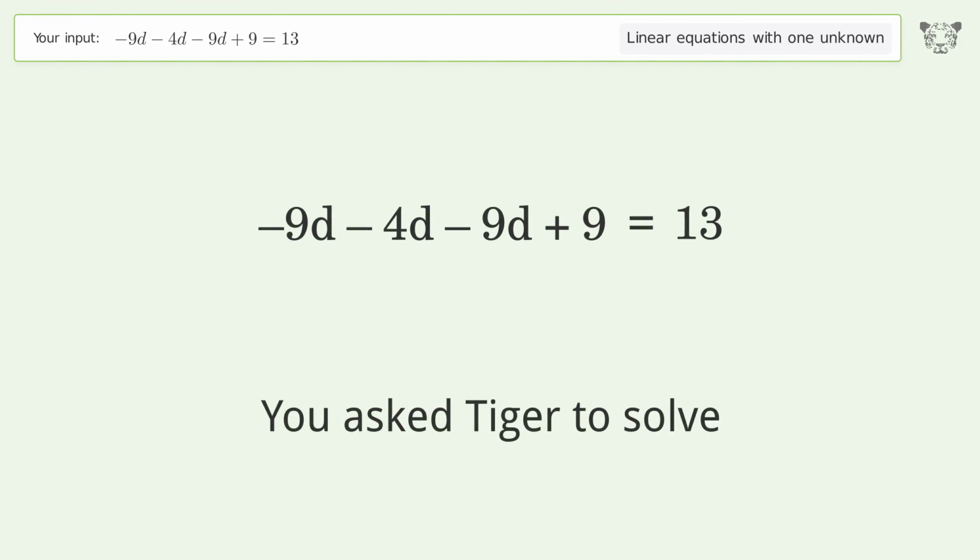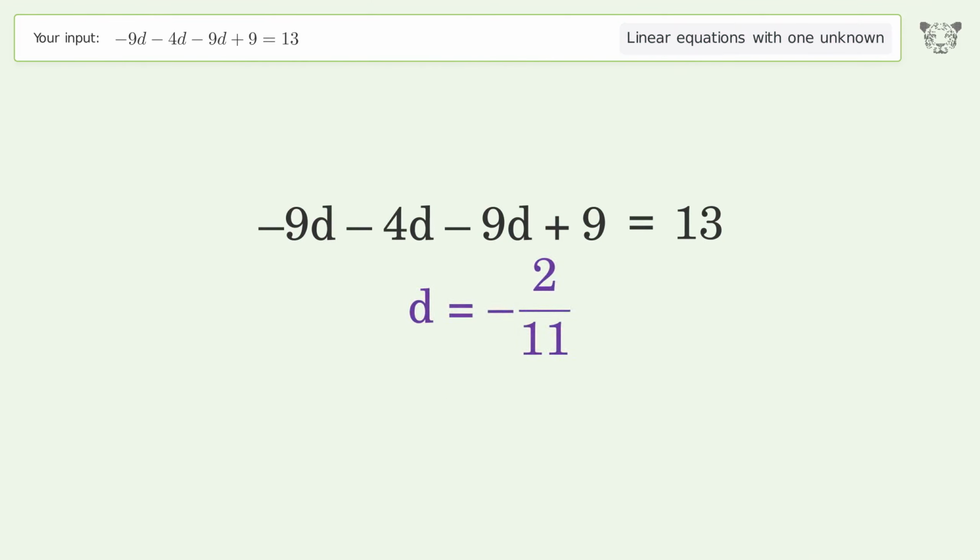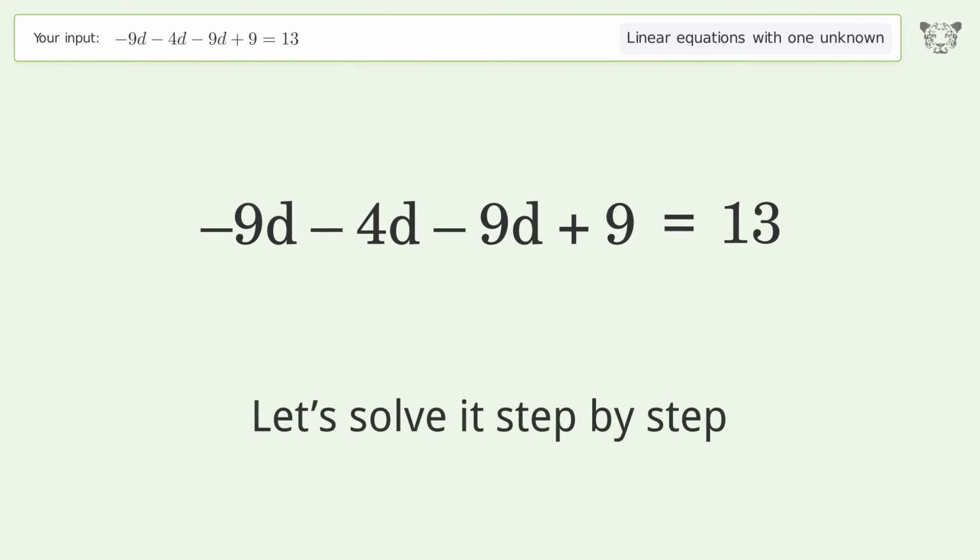You ask Tiger to solve. This deals with linear equations with one unknown. The final result is d equals negative 2 over 11. Let's solve it step by step.